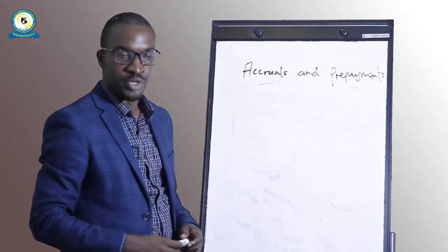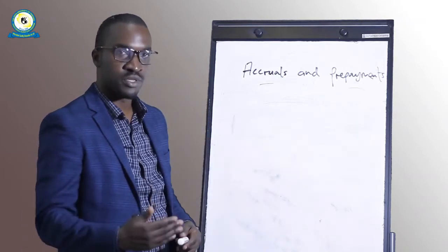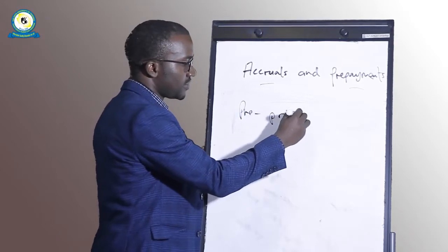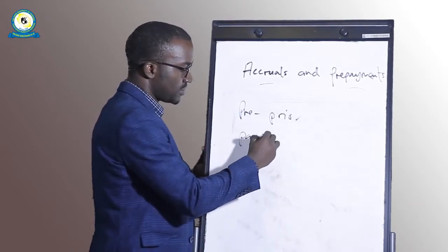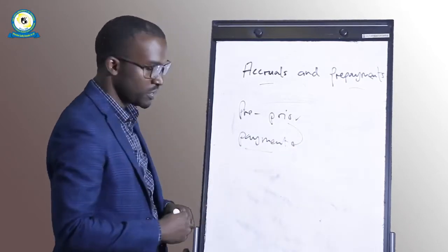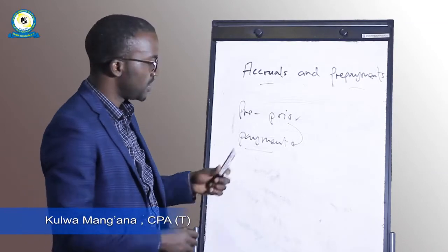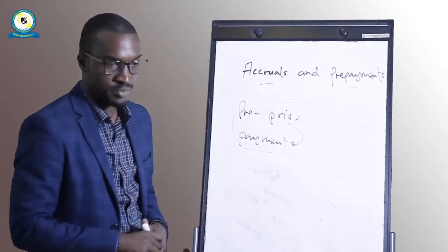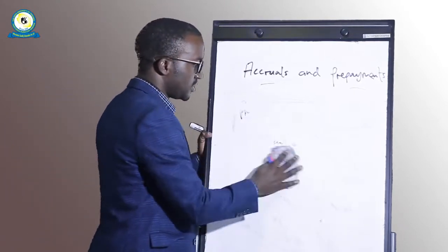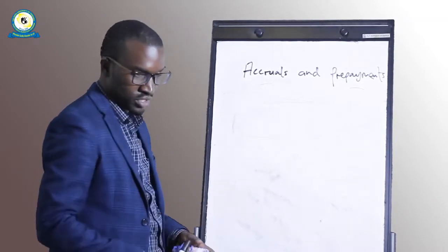Now, what do we mean by prepayments? The term itself, prepayments. Pre stands for prior, and we know what we mean by payment. So prior payment. Prepayments is payment made in advance of the current period. Payments made in advance of the current period. So that is what is meant by prepayments. Let me write it here, it will be easy for you to understand.